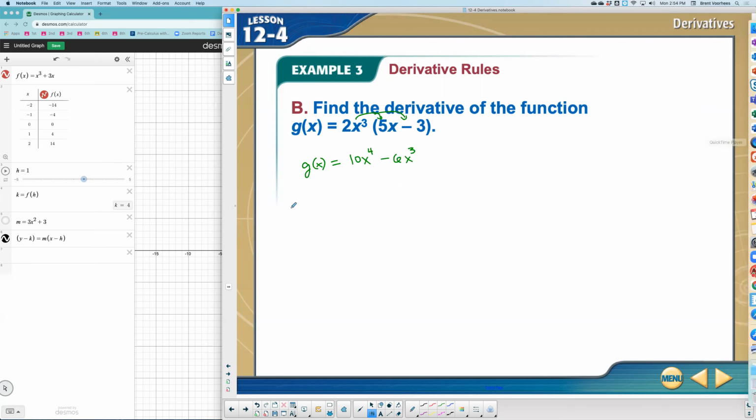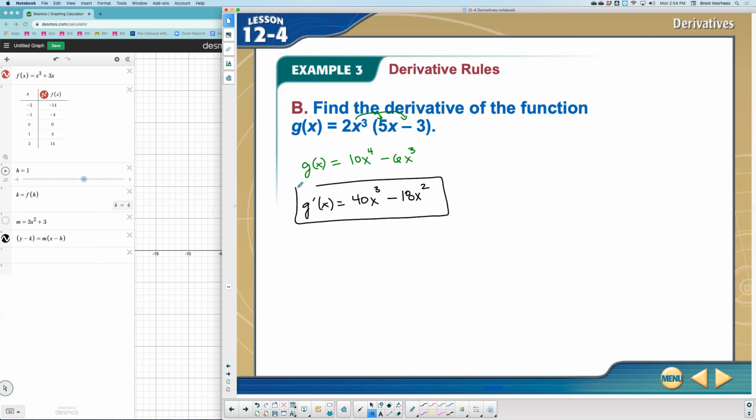So if I wanted to find g prime, take the power of 4, multiply it with the 10. So I get 40x, subtract a power to the third, minus 3 multiplies with the 6 and becomes 18. Again, subtract a power, so 3 becomes a power of 2. That's my derivative here with respect to x.